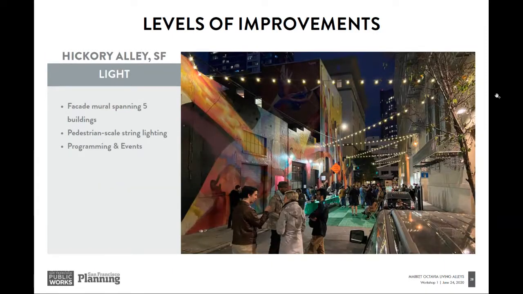To give you some real world examples of what those levels of improvement look like, Hickory Alley is a great example of light but effective improvements, which include the 5-building mural that I mentioned earlier, pedestrian scale string lighting, and programmed events. But again, I want to call out, as I did earlier, improvements on private property like the mural and lighting anchors and potentially the lighting source aren't necessarily the focus of this effort, but we need to keep in mind that improvements such as this would require an agreement with a private entity to cover these items. So not impossible, but we just need to keep that in mind.